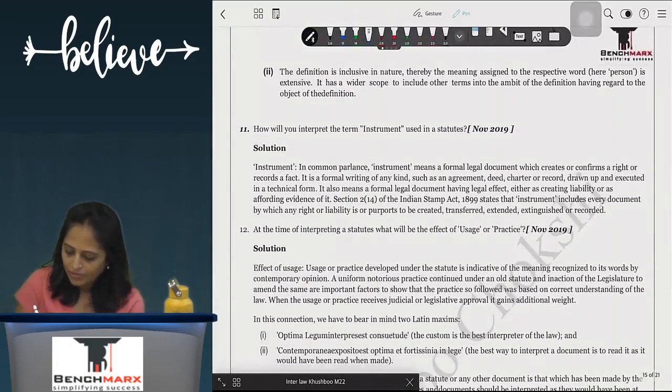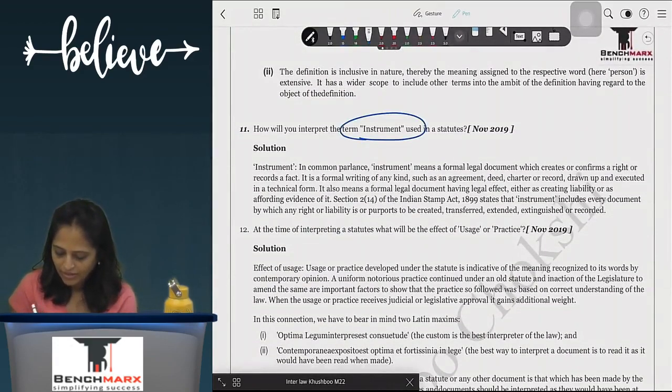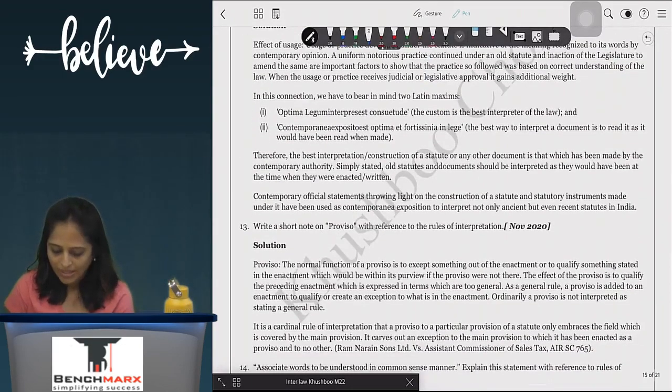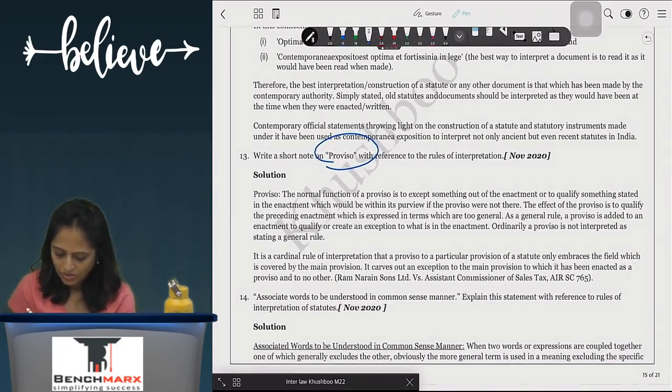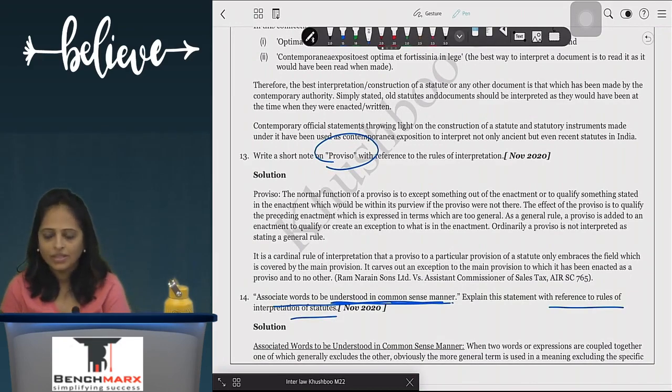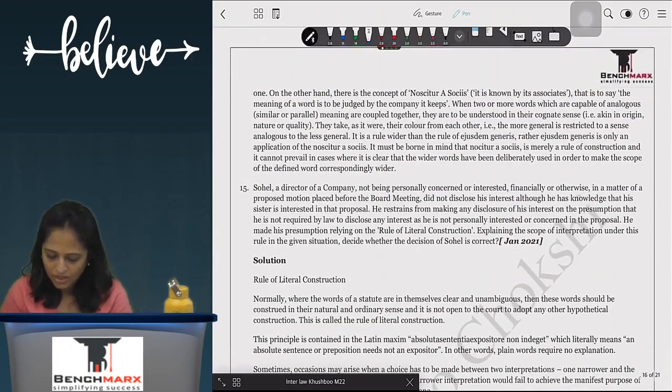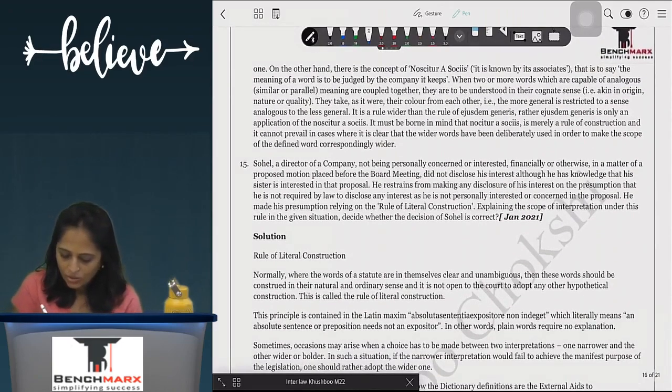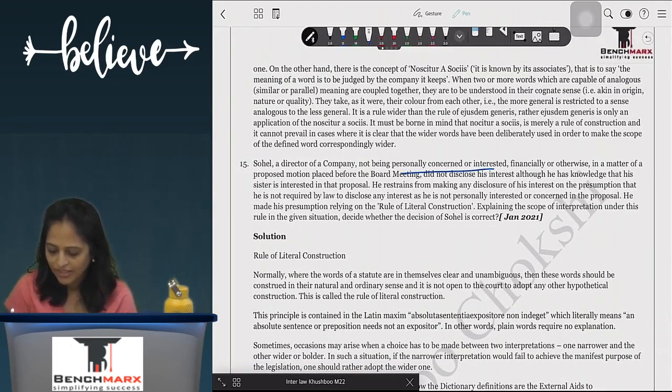How will you interpret the term instrument at the time of interpreting? What will be the effect of usage or practice? Write a short note on proviso. Associate words to be understood in the common sense manner. Explain with regards to the rules of interpretation, the effect of usage. And Nositir.